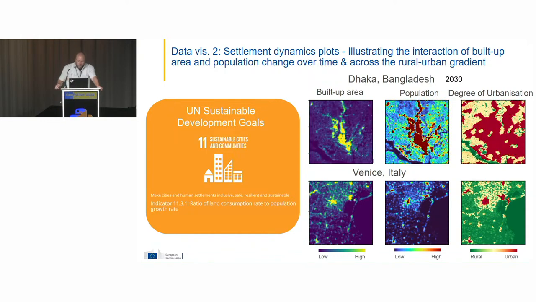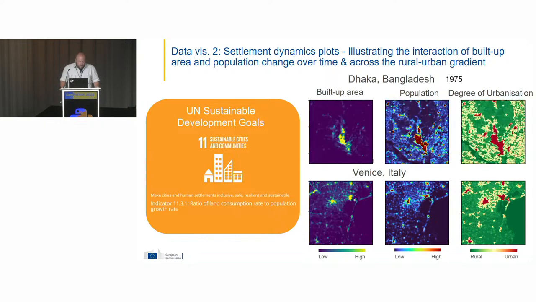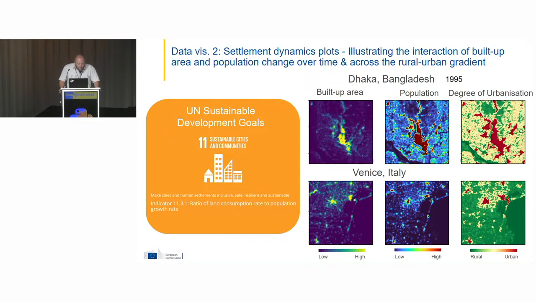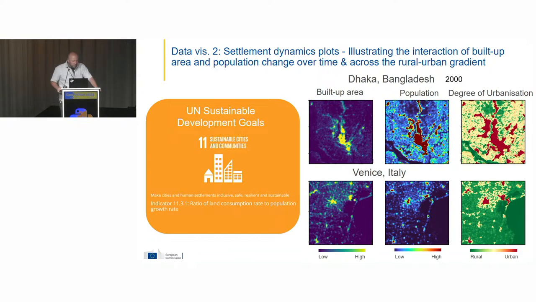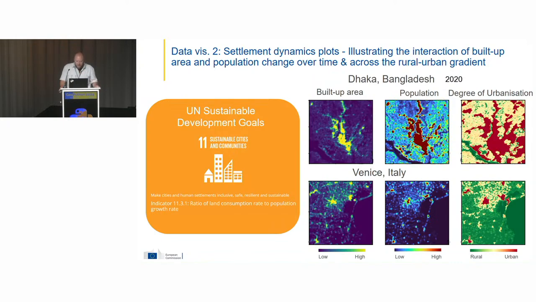visualization. I don't know how many of you are familiar with the UN Sustainable Development Goals. Those are indicators that allow us to measure quantitatively the effects of the implementation of sustainable development goals or measures that are taken by policymakers. And one of these indicators is indicator 11.3.1, which is the ratio of land consumption rate to the population growth rate. And this is something that can be derived from the GHSL data directly.